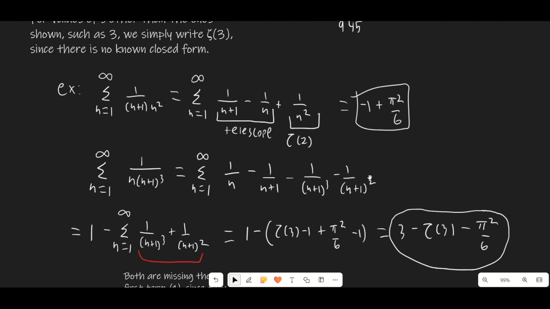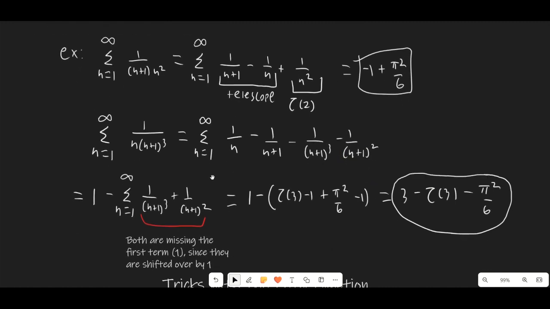Now a little bit more complicated example here is the sum from n equals 1 to infinity of 1 over n times n plus 1 cubed. And this is the same as the sum from n equals 1 to infinity of 1 over n minus 1 over n plus 1. Notice that this is again just the telescoping series, and we're also subtracting 1 over n plus 1 cubed and 1 over n plus 1 squared. So we evaluate the telescoping series to be 1, and both of these series here are missing the first term since they're shifted over by 1.